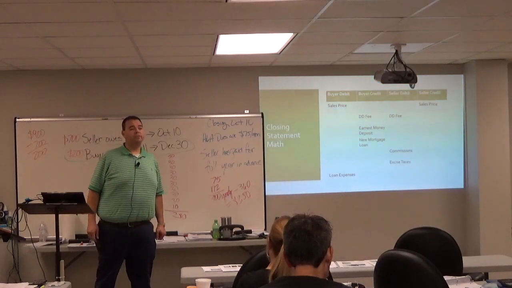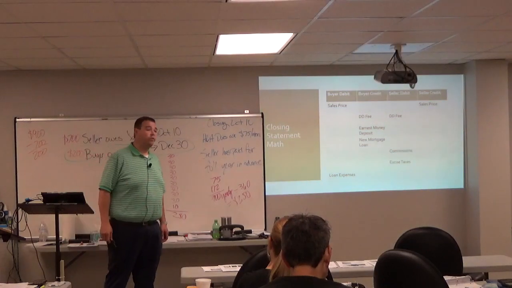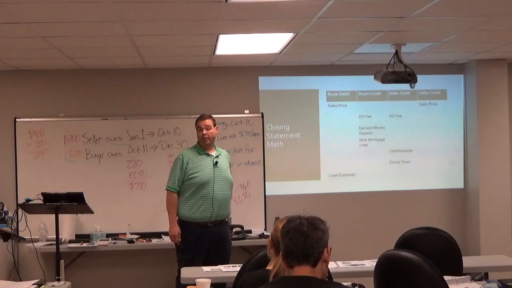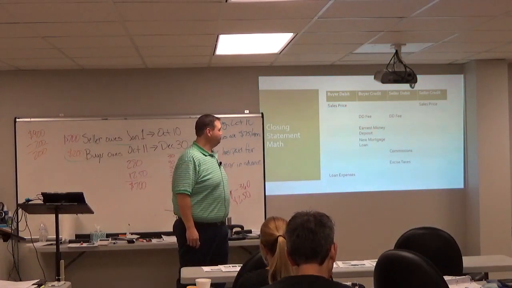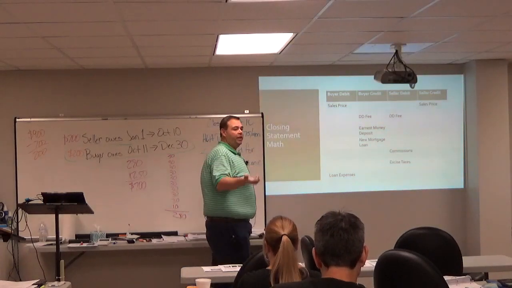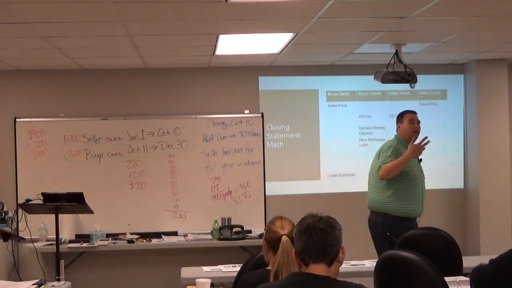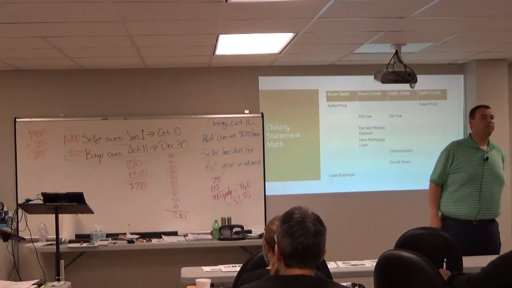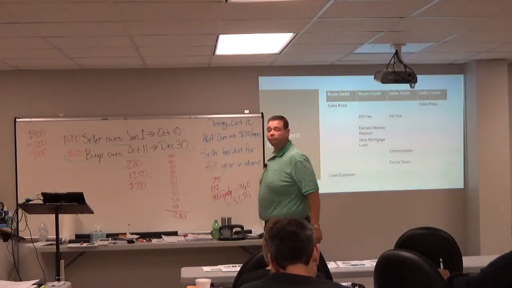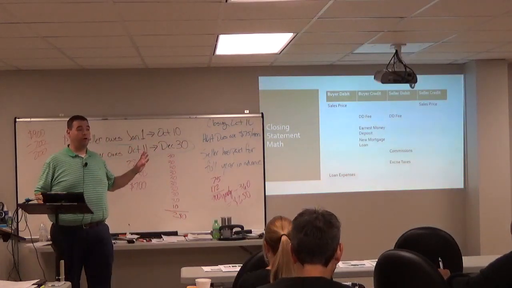Commissions, who's usually gonna pay the commissions? Sellers, that's a seller debit. Excise taxes, who pays them? Seller, seller debit. All your loan expenses, discount points, origination fees, any fees associated with the loan, interim interest, all of those will be paid by who? The buyer. So that's a buyer what? Debit. Buyer debit. Okay? Everybody good so far?